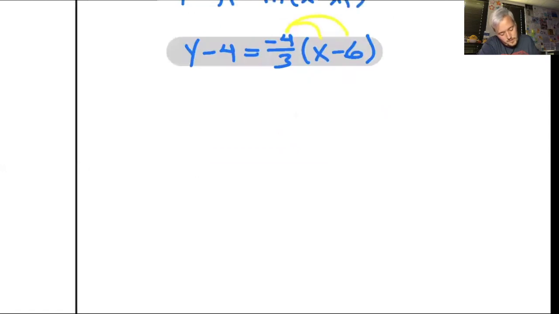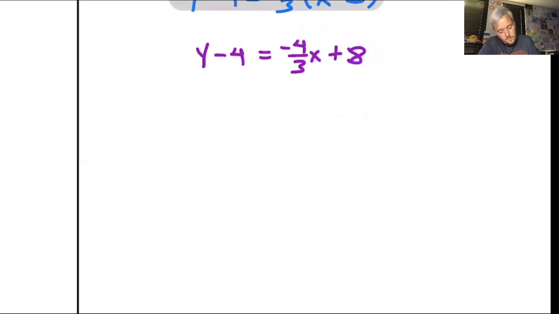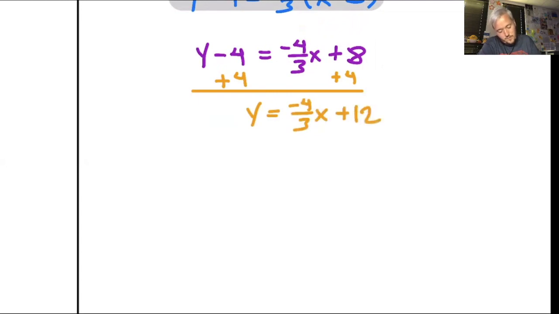So I have y minus 4 equals negative 4/3 x. Now we're going to have positive. So 4 times 6 gives you 24, divided by 3 gives you 8. Or 6 divided by 3, which gives you 2, 2 times 4, which gives you 8. All right, now I'm going to get y by itself. So I'm going to add 4. So I have y equals negative 4/3 x plus 12. So there's my slope-intercept form.